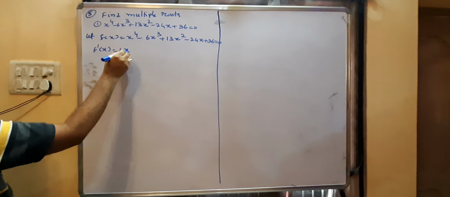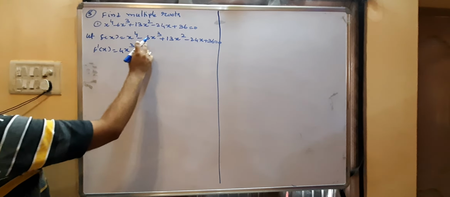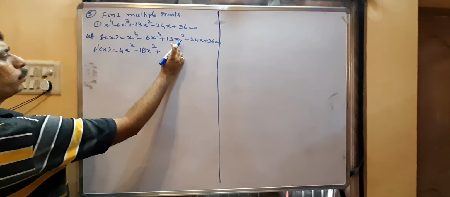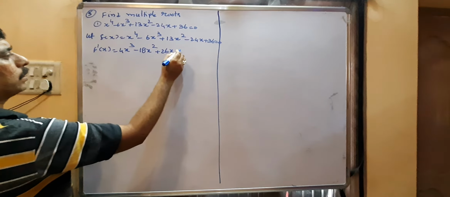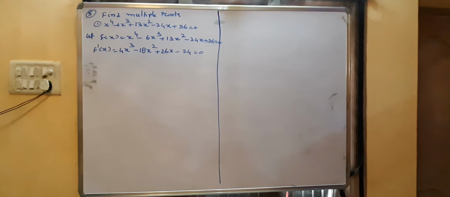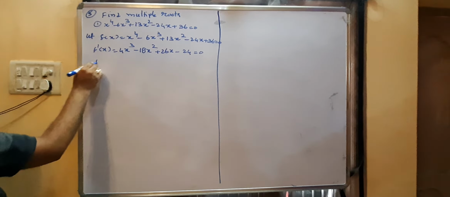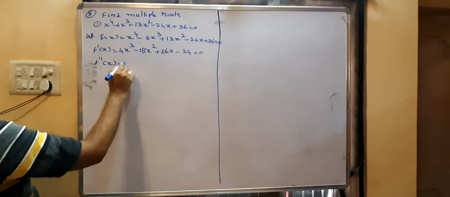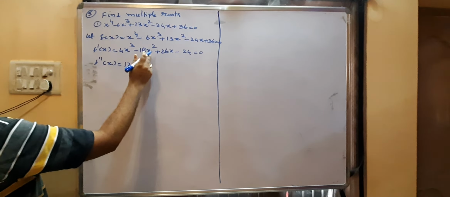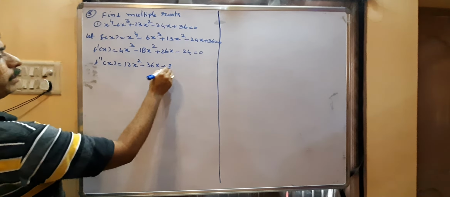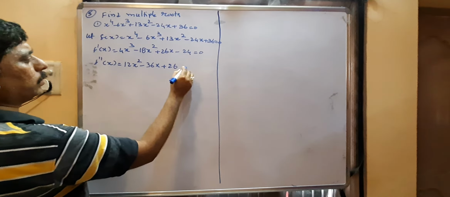F dash x means the derivative of f of x. The derivative of x power 4 is 4x cube, x cube derivative is 3x square, so 3 into 6 is 18x square, x square derivative is 2x, 2 into 13 is 26x minus 24. To find the roots of the cubic equation is difficult, so again I will do the differentiation. F double dash x converts into a second degree equation: x cube derivative 3x square, 12x square, 18 into 2x that is 36x, plus 26 into x derivative 1, constant derivative 0.